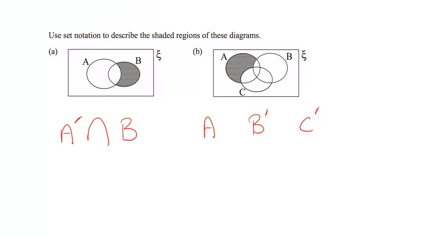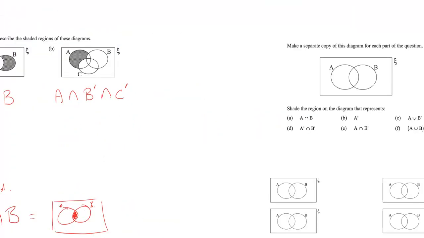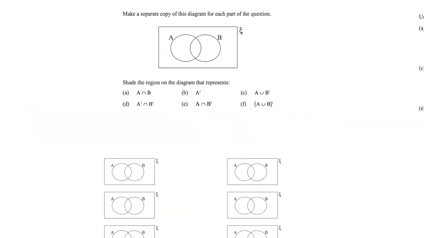Now, I am more than happy to use brackets on occasions if we need to, but I don't know if we do at the moment. Certainly, it's going to be intersection, I believe, in both of these cases, because it's things that are in A intersecting with things that are not in B and things that are not in C. Okay, so now that's out of the way, let's see if we can do some shading ourselves.